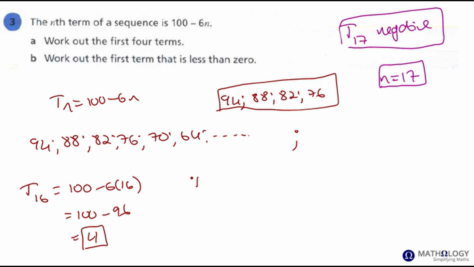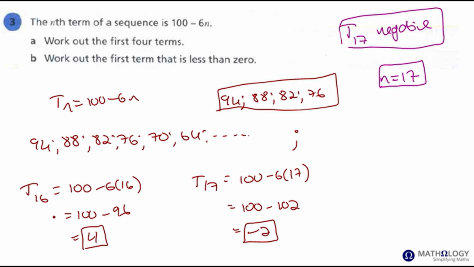Term 17 is 100 minus 6 times 17. That's going to be 100 minus 102, which is minus 2. The 16th term is 4, and it's positive. And the very next term of the sequence is minus 2, which is negative. So the very first negative term of the sequence is term 17.